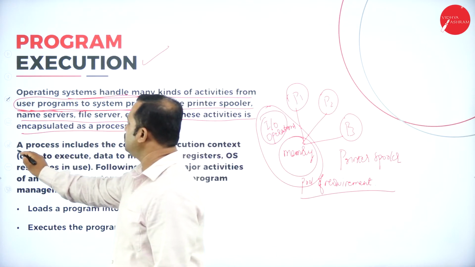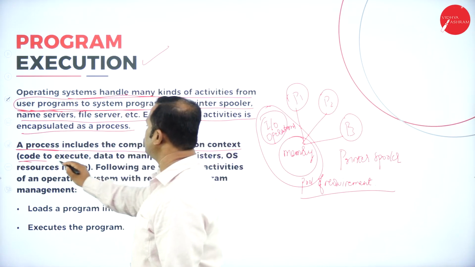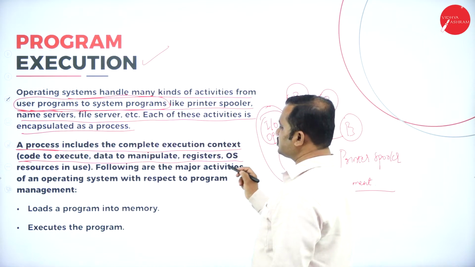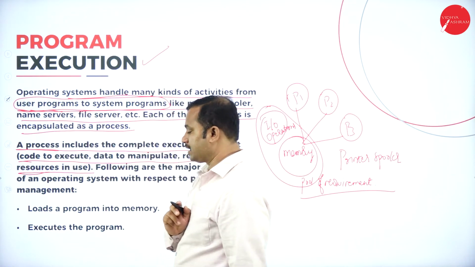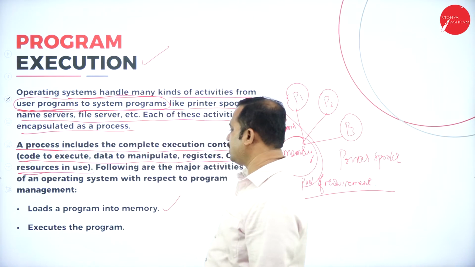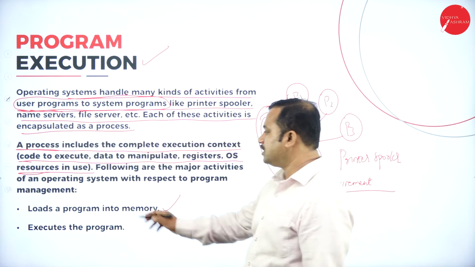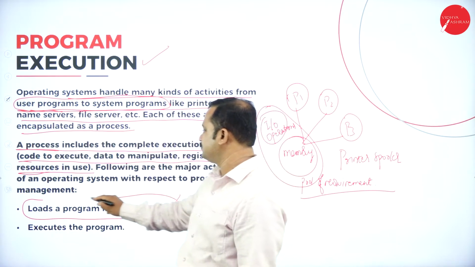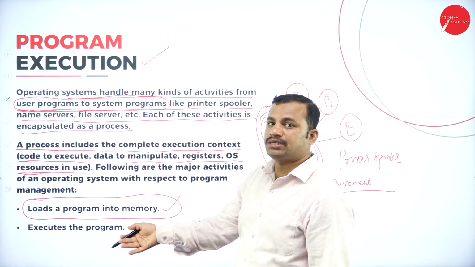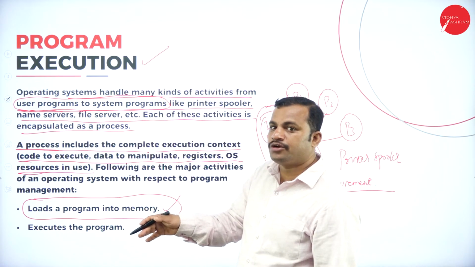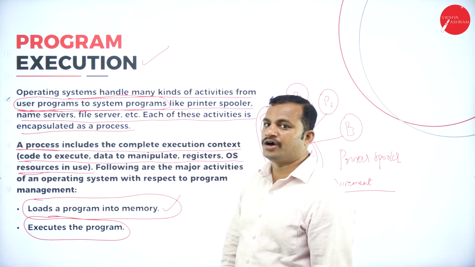Then a process includes the complete execution context: code to execute, data to manipulate, registers, OS resources in use. Following are the major activities. Which is that major activity? The first one is loading a program into memory, that is from secondary memory to primary memory, that is to RAM. That is one of the important functionalities. Which is the other functionality? Once it is loaded, it has to be executed. During the time of execution, a program becomes a process and executes. That is the second functionality.